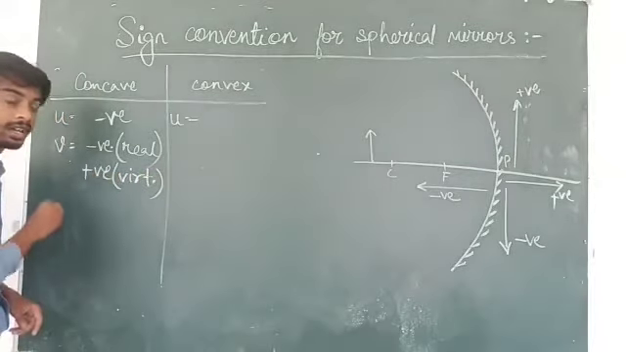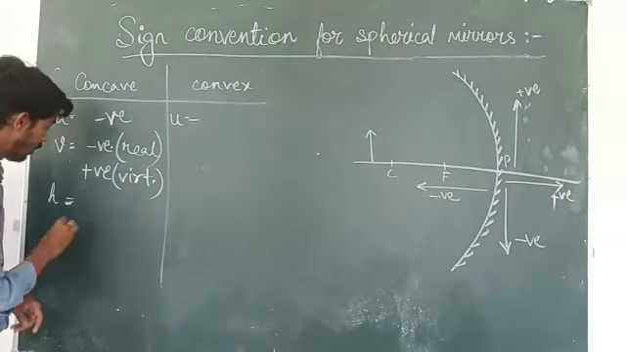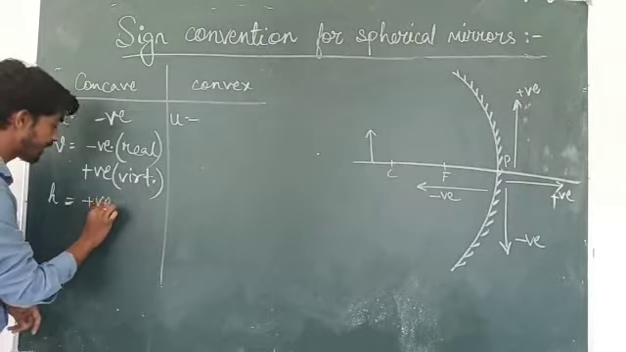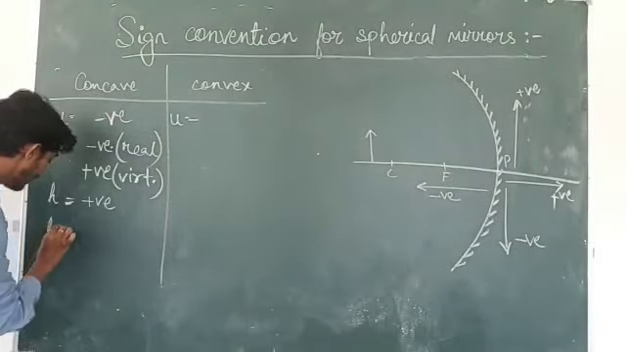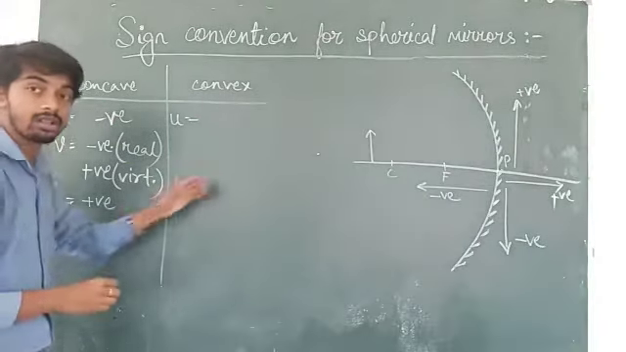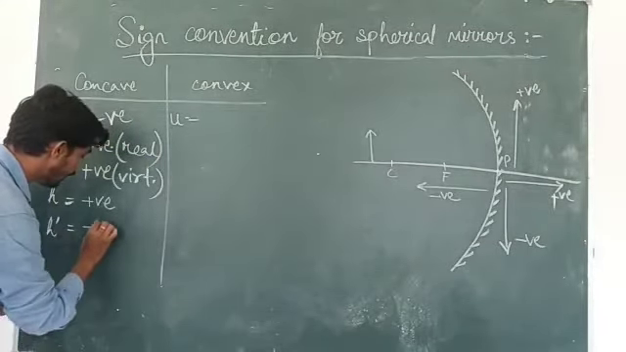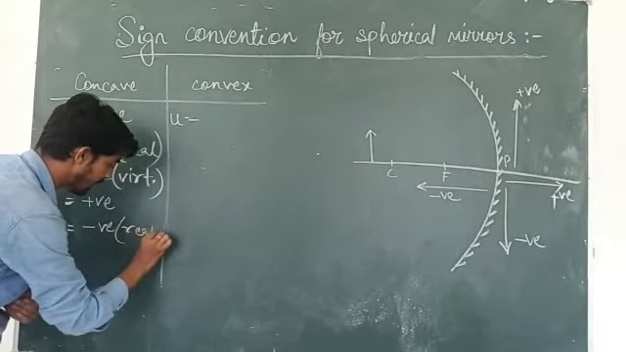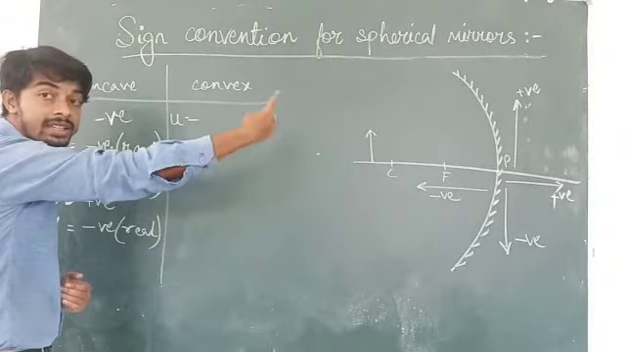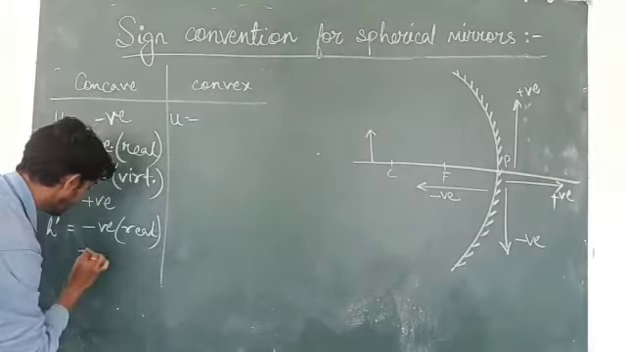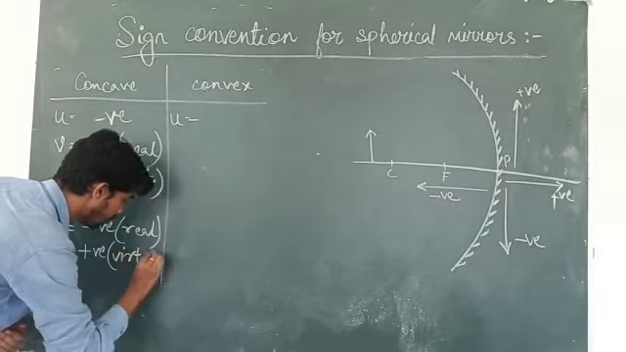Next, object height h. Object height is always taken as positive as the object is always taken upright above the principal axis. Image height h dash: for the 5 cases in which the image is forming to the left, the image is upside down, so it will be negative for real image. And in only one case, where the image is to the right and it is virtual and erect, the image height will be positive, that is for the virtual image.